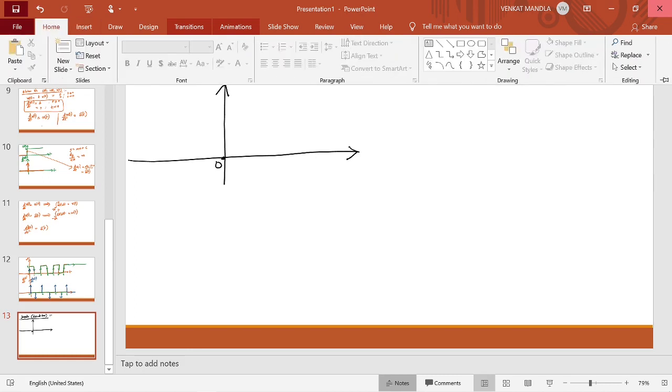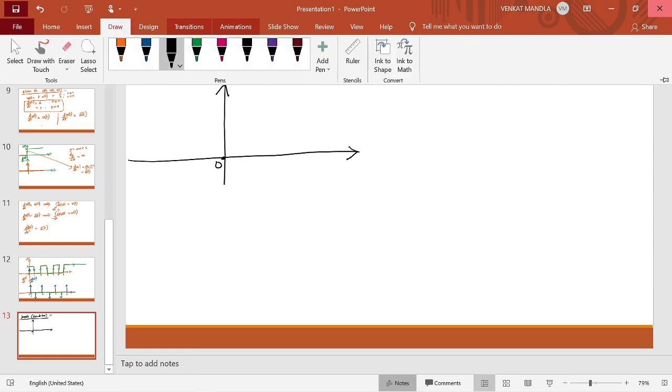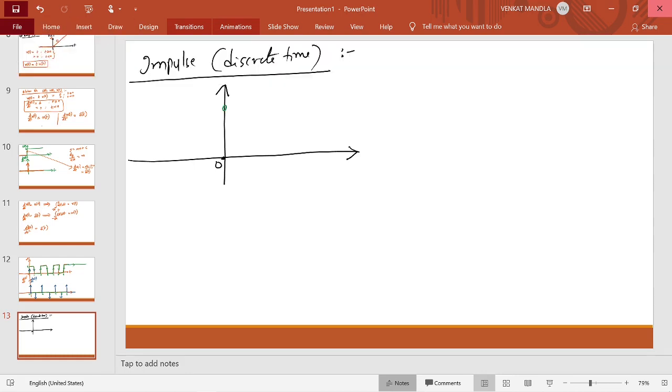So what I have to do is represent this. This is the sample value. The sample value is 1. So this is del of n. I will represent del of n equal to 1 at n equal to 0, and 0 for n not equal to 0. This is sufficient. This is the sufficient definition for the unit impulse signal in discrete time.